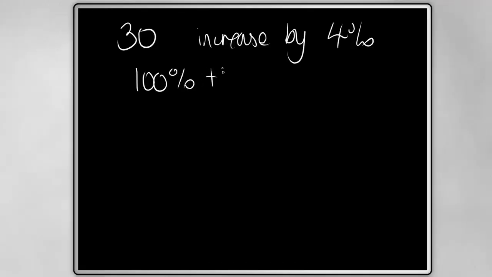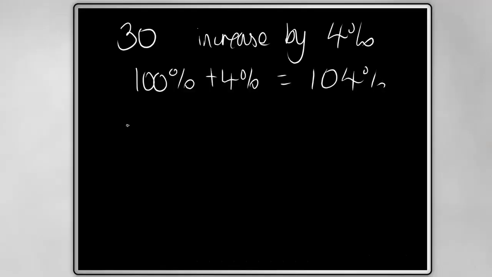For example, if I'd like to increase 30 by 4%. So I'm starting out with 30, and I'd like to increase it by 4%. I'm going to think of my starting amount, 30, as 100%, and I'm increasing it by 4%. So if I add that on, I've now got 104%. So what I actually want to find is 104% of 30. That's the equivalent of increasing it by 4%.